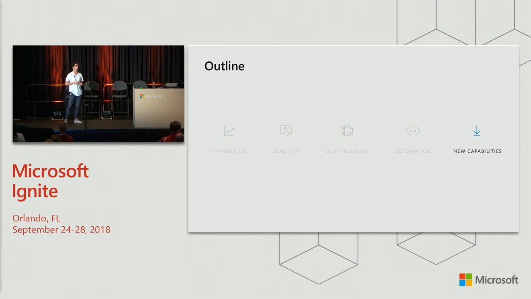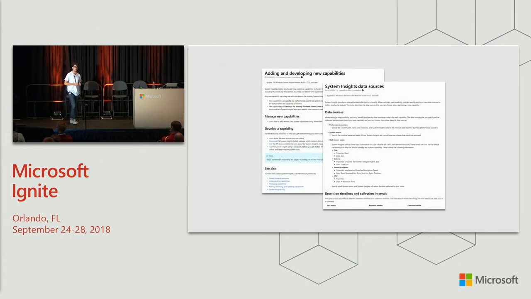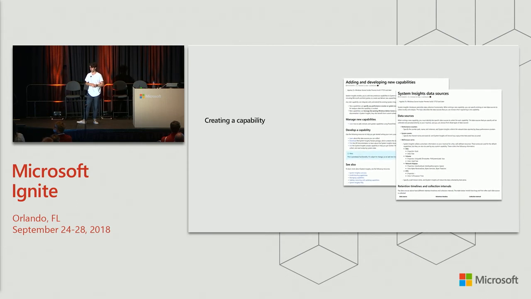So lastly, System Insights ships with an extensible platform that actually allows you to add new capabilities dynamically without updating the operating system. We announced this a couple months ago, and we have plenty of documentation. But to actually go about creating a new capability, there's really two main steps to do that. First, you specify your data sources. System Insights allows you to start collecting any custom performance counter or any custom event log entry.